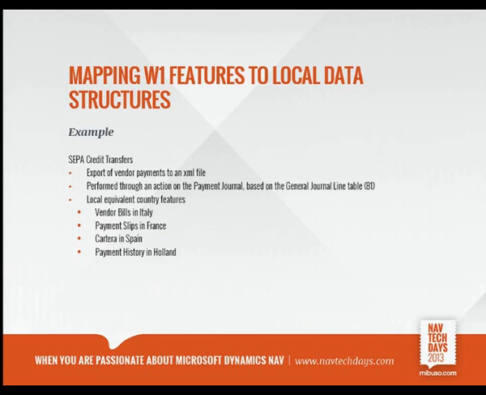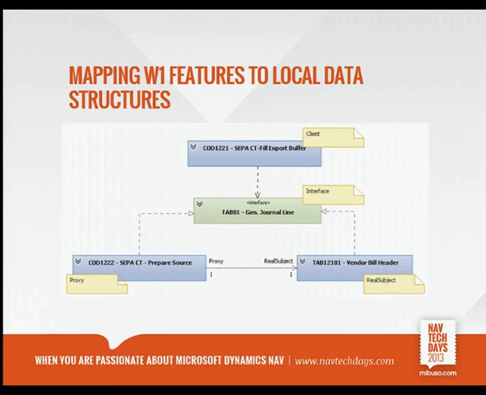So we implemented this kind of proxy pattern. The example I'm showing is from Italy. You have a local table called vendor bill header, and it also has lines, by the way. So that's the real subject. That's where the user expects the export to be initiated from, because that's where they enter their data. They don't use the general journal line to export. So what we did was implement this codeunit called SEPA Credit Transfer Prepare Source, which acts as a proxy. It collects records from the vendor bill header and transforms them into general journal lines. From there, they are consumed by the W1 feature just the way it's done in W1, so they're just exported into an XML file.